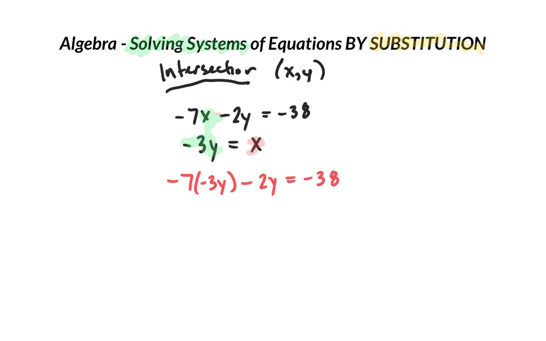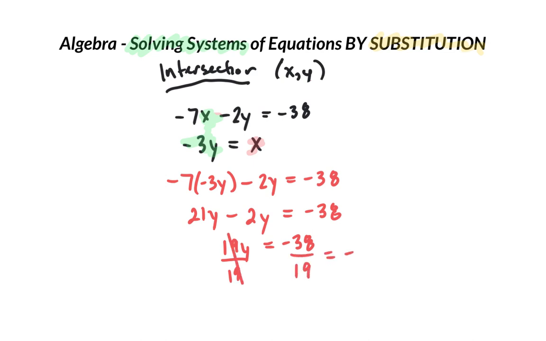So I've got 21y minus 2y equals negative 38. Well, 21y minus 2y is 19y. Divide both sides by 19, and that is negative 2. Now I have to be a little bit careful here because I solved for y. For the first time, I solved for y here. So that's negative 2. Well, to get x, again, I think that this equation would be the easiest way to go. X is equal to negative 3 times y. Well, that's 6. So that would be my x coordinate.